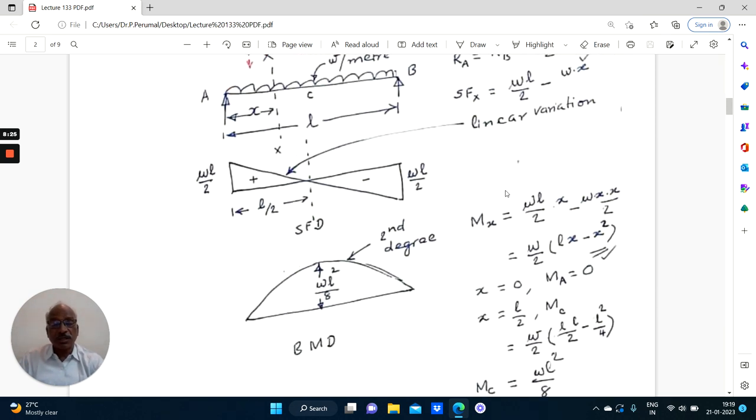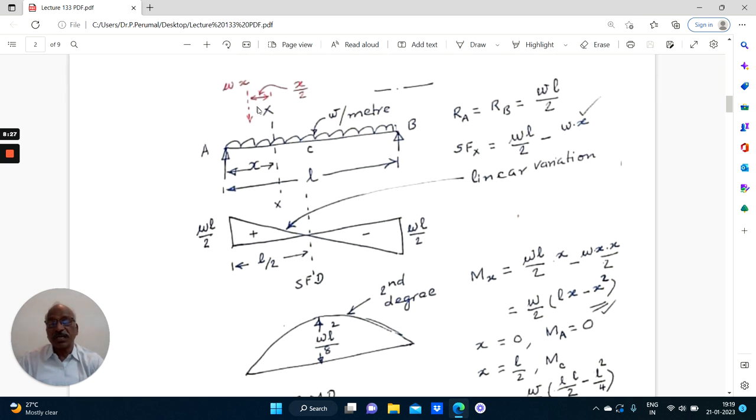Right. Now coming to the bending moment. So bending moment at the section XX equal to RA into X, considering the forces only to the left of the section. RA is WL by 2, into X, minus the total load to the left of section XX, which is W per meter into X. So W into X will be acting at its center, namely X by 2. X by 2 is the distance between the section and the point at which W into X will be acting. So W into X by 2.